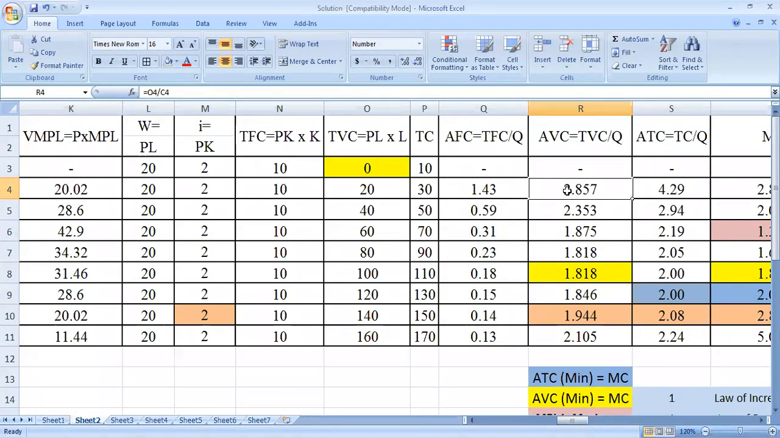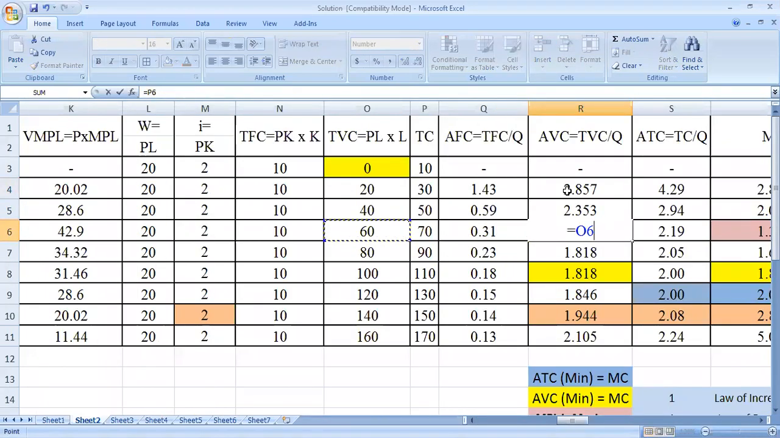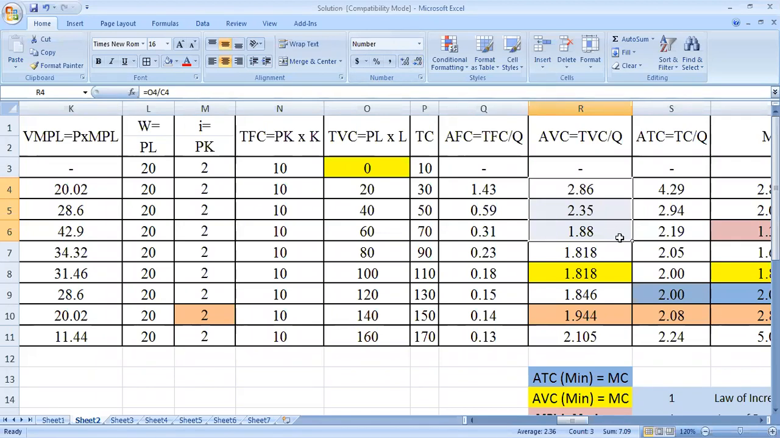Similarly, we obtain the information for average variable cost by dividing total variable cost by the level of output, then 40 by 17, then 60 by 32. Here you could see that we have obtained three values. Now let's drag the entire information to obtain the remaining values, and you can see that we have obtained the further values.